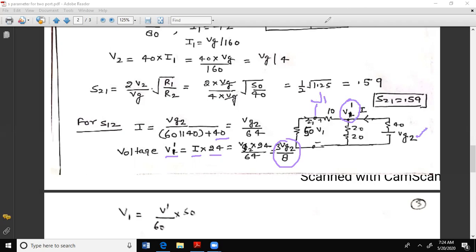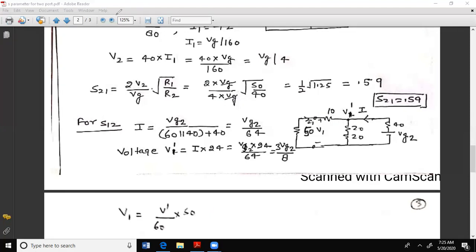Now, what is the value of V1? The voltage at this terminal is V1 dash, which is 3 Vg2 by 8. So the current in this branch is V1 dash by 60. If we want to calculate V1, multiply this current with the 50. So the current value is V1 dash by 60 and it is multiplied with the 50 ohm resistance.